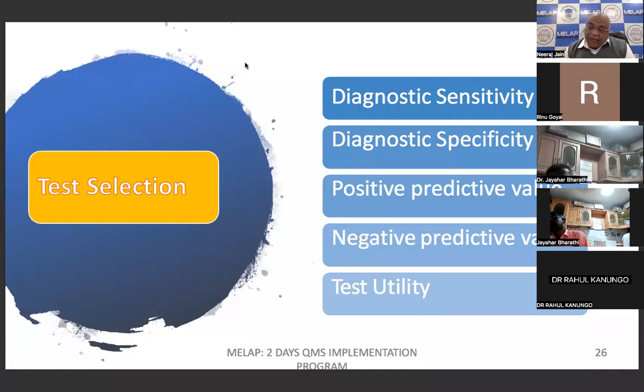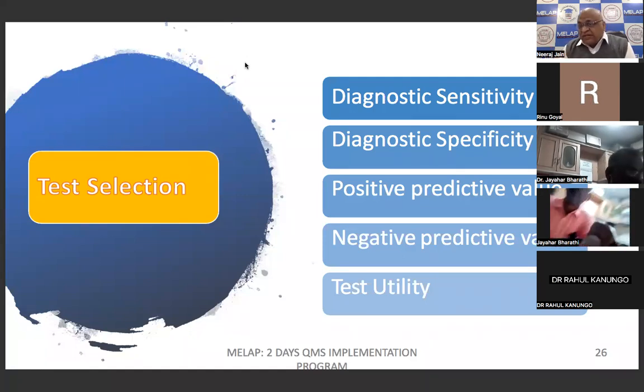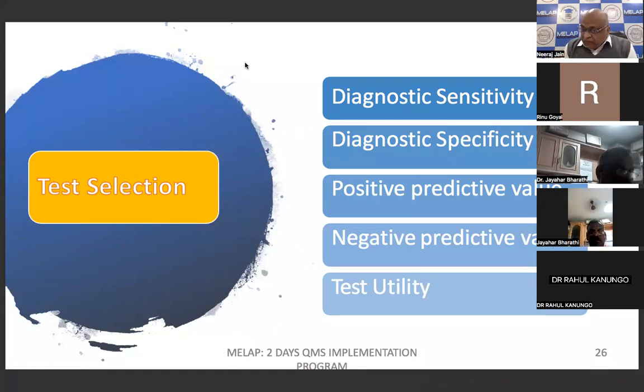If suppose in normal cases, in 5 cases, sputum for AFB is coming positive. So that means diagnostic specificity is 95%. In 95% cases, it is coming negative who do not have disease. So that is 95%. Positive predictive value is if a test is positive, what is the possibility of having that disease? And negative predictive value means if a test is negative, what is the possibility of not having that disease?